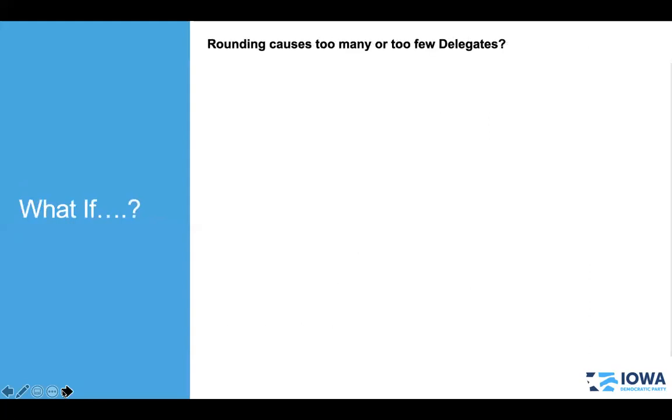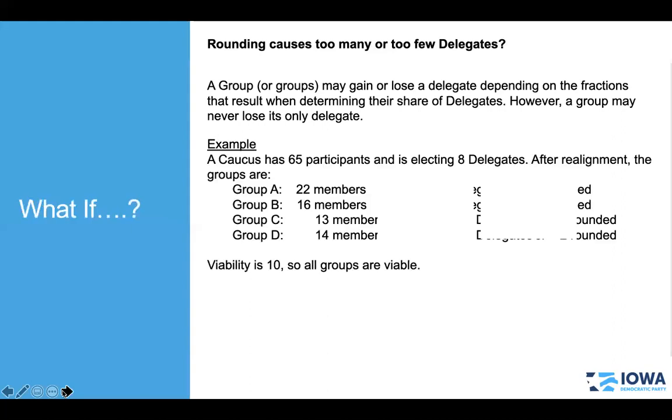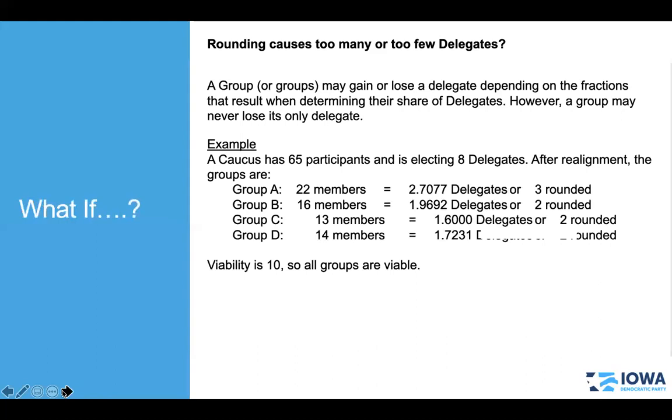Now, what if rounding causes too many or too few delegates? Groups can gain or lose delegates depending on the fractions that they have. However, groups may never lose their only delegate. In this scenario, a caucus has 65 participants and is electing 8 delegates. After realignment, the groups are as follows. Group A is rounded up to 3, Group B is rounded up to 2, Group C is rounded up to 2, and Group D is rounded up to 2.